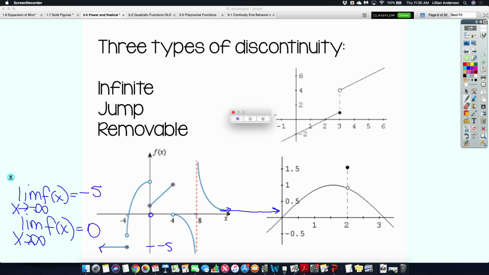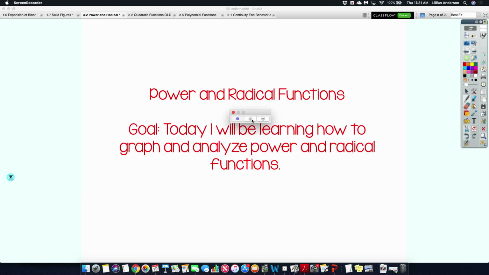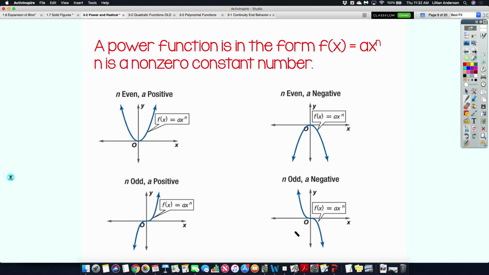Then let's apply them to these power and radical functions. So now we're talking about your power and radical functions. You're going to learn how to graph and analyze each of these power and radical functions. All right, you have your power functions. Those are the types of functions that are in the form of f of x equals ax to the n power, where a is a non-zero constant number. A non-zero constant number. So that could be 3, -1, 5, so on and so forth.